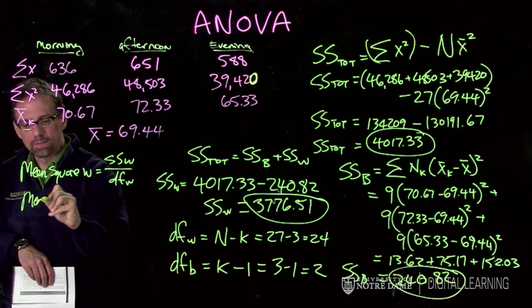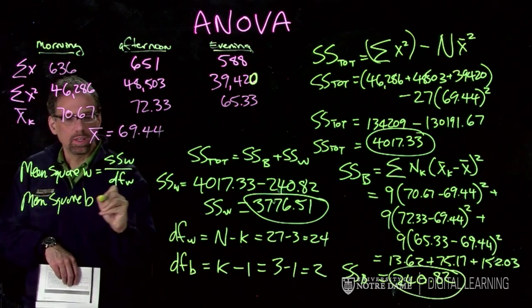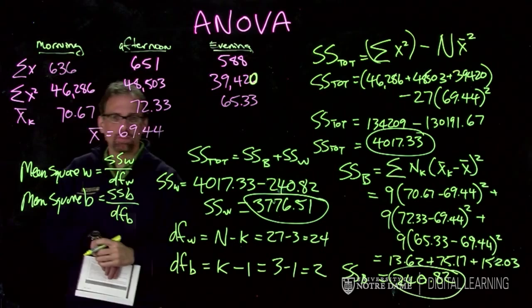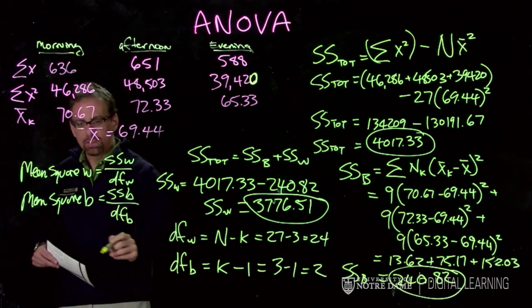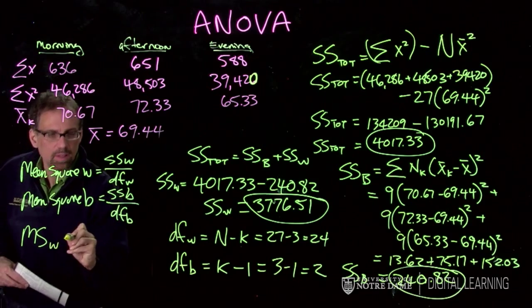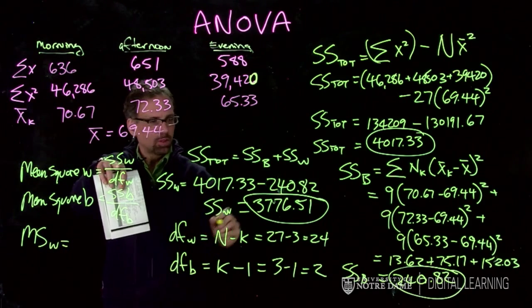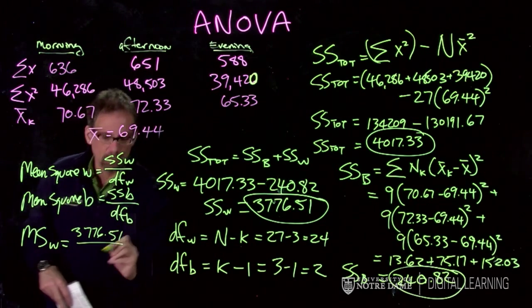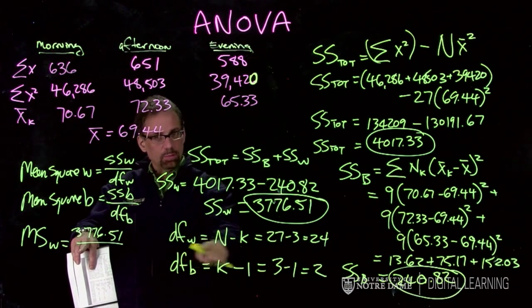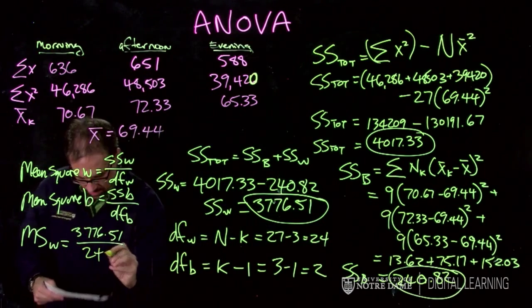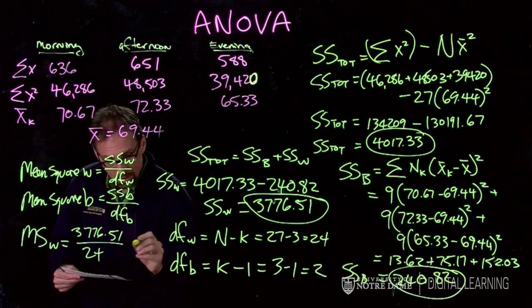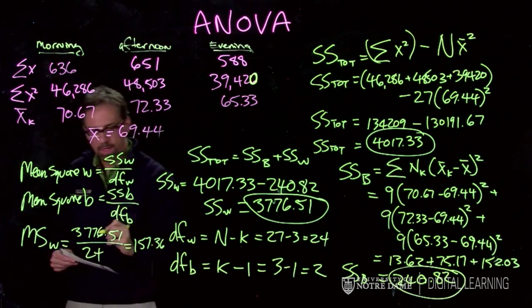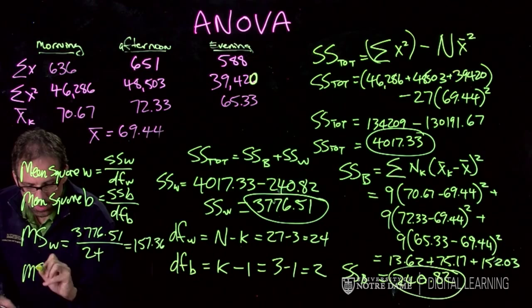And then the mean square between is the sum of squares between divided by the degrees of freedom between. Very, very simple. All right, so what does the mean square within equal? Sum of squares within, 3,776.51, divided by its degrees of freedom. Degrees of freedom within is right here, 24. And if I calculate it out in my calculator, that turns out to be 157.36.